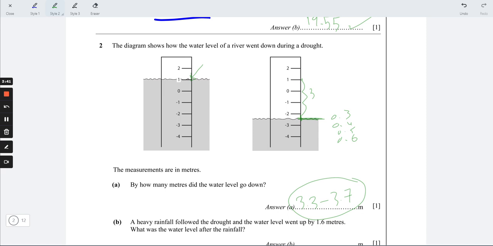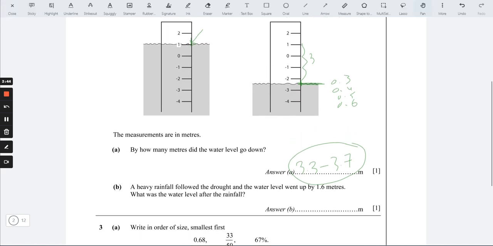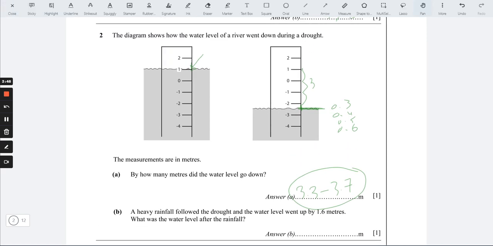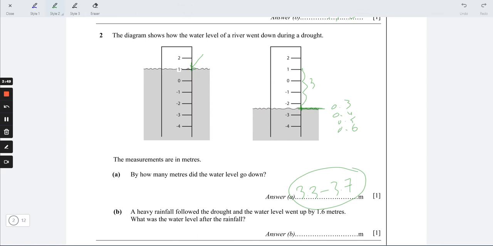Now for part B, we look at heavy rainfall. A heavy rainfall followed the drought, and the water level went up. Went up means increasing or increased. So increased by 1.6 meters. What was the water level after the rainfall? So after the rainfall, you have to be careful here. It's not the 3.3 or 3.4 which is in part A. No, it's -2 and let's say 0.5 if you choose it.